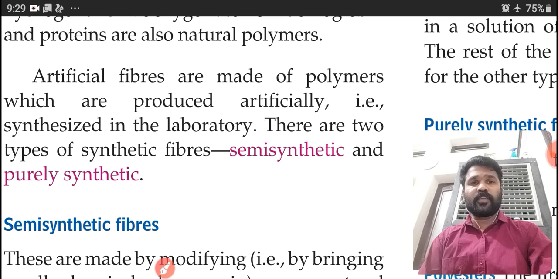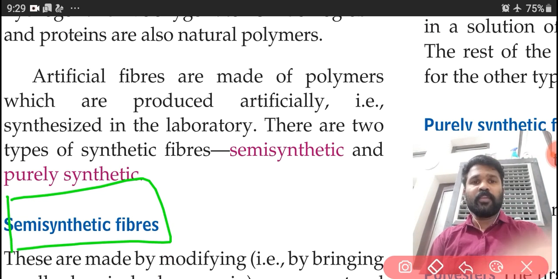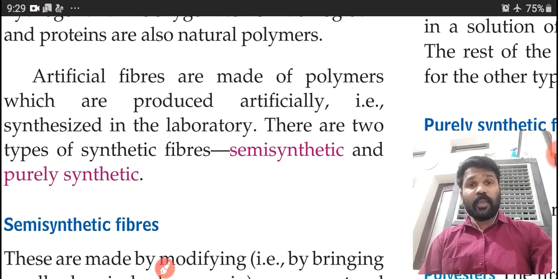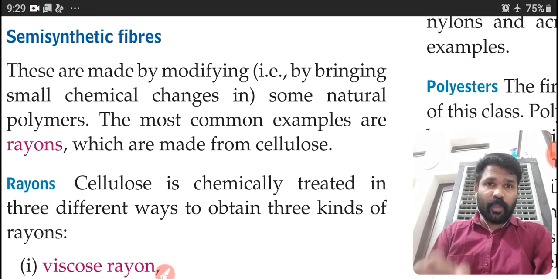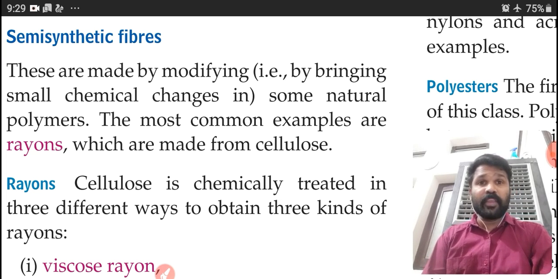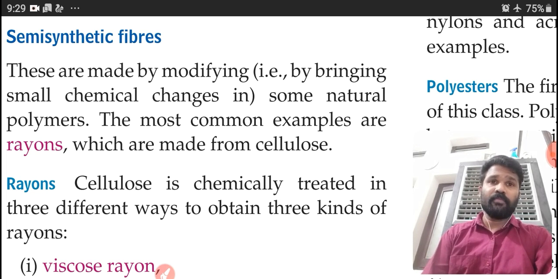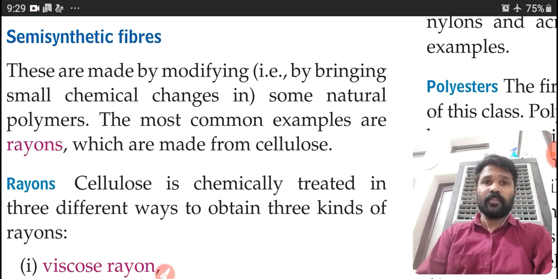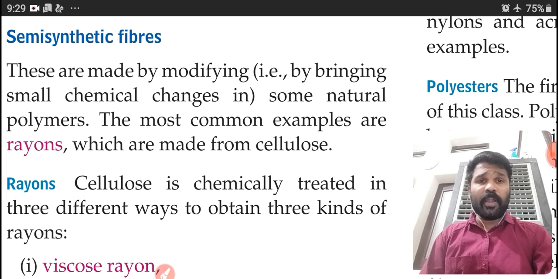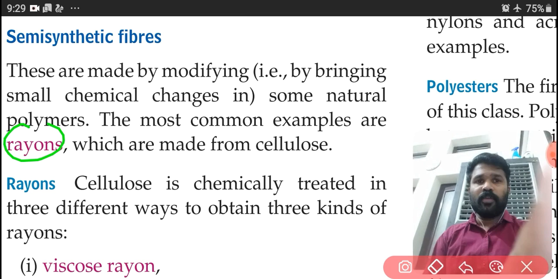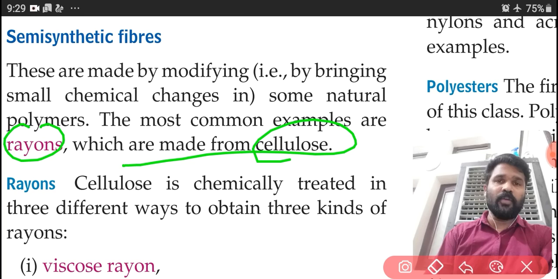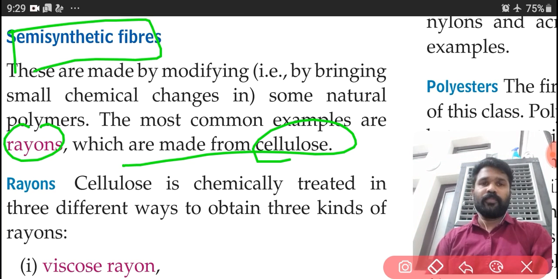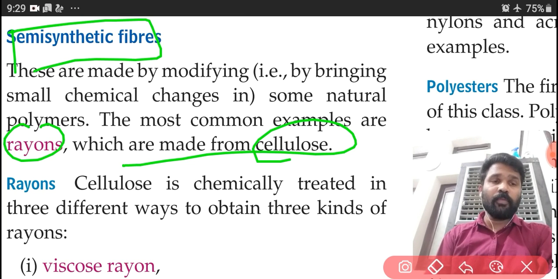First of all, we are going to discuss semi-synthetic fibers, our important topic here. Semi-synthetic fibers are made by modifying some natural polymers, that is, by bringing small chemical changes in natural polymers. The most common example of semi-synthetic fiber is rayon, which is made from cellulose.